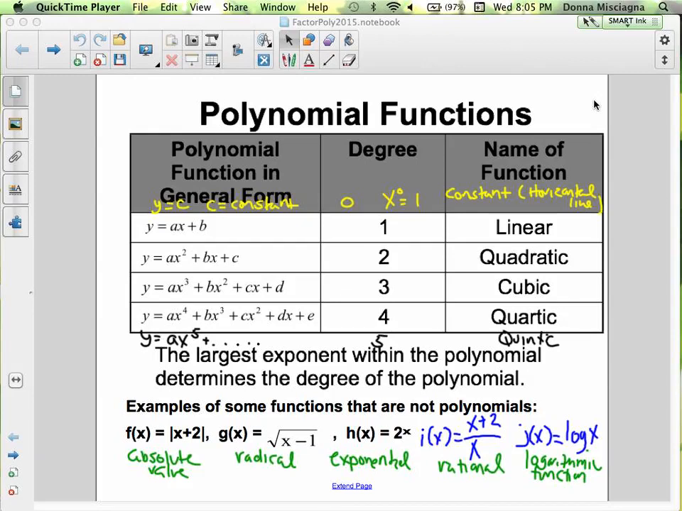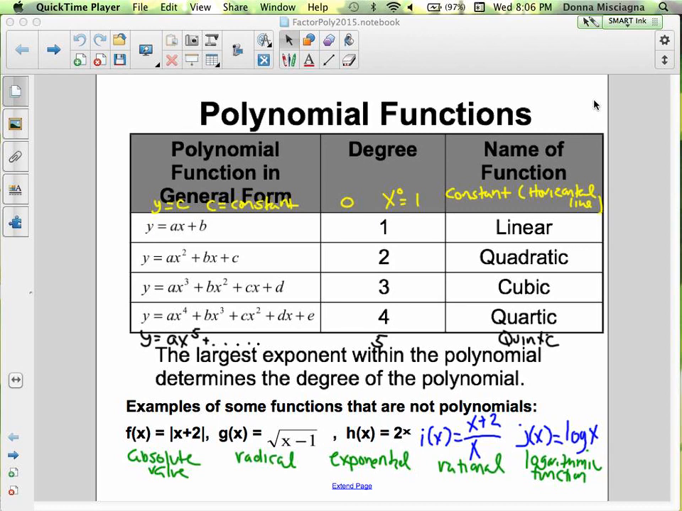So now we're going to learn how to solve polynomial functions by factoring. Right, so just an introduction to what polynomial functions are. We've actually been working with polynomial functions of degree 1 and degree 2, and degree 0. So a polynomial function, let's go through them.